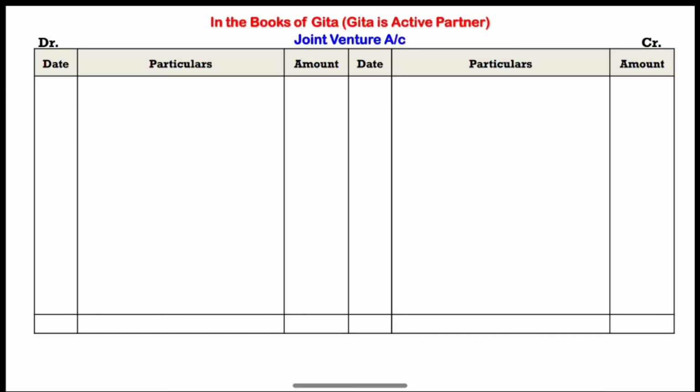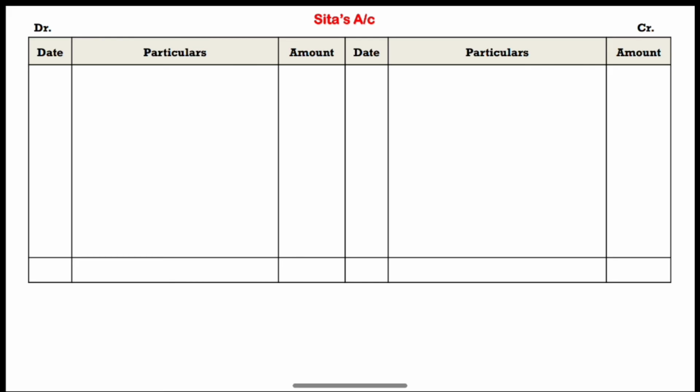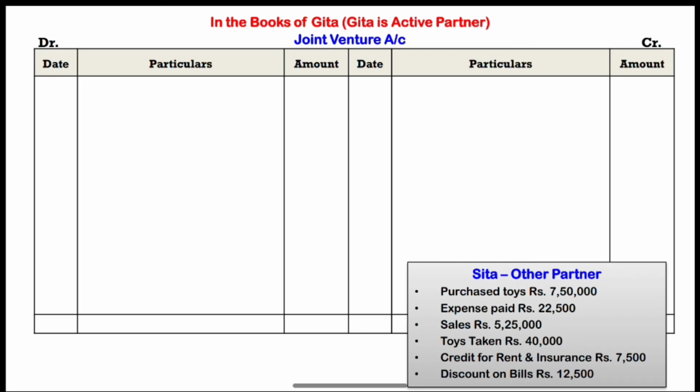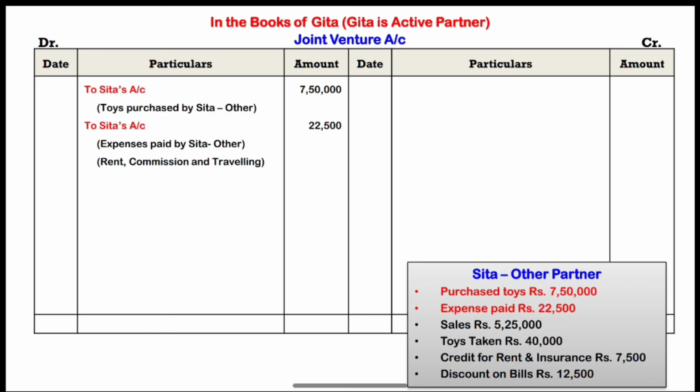Look at here, this is in the books of Gita, joint venture account and Sita's account. So we have transactions of Sita. Sita is other partner. Purchase of toys 7,50,000. Expenses paid. Sales. Toys taken, that is stock taken. Credit for rent and insurance. Discount on bills. See here, all the transactions of Sita as other partner have two effects: purchase and expenses.